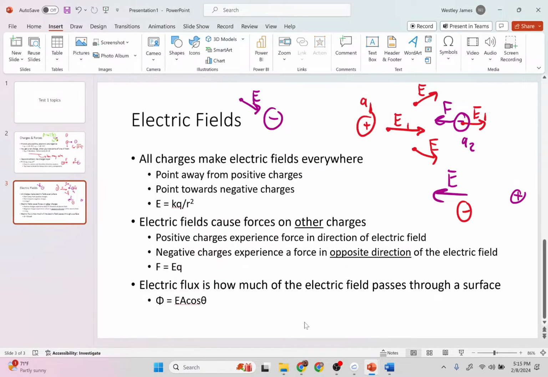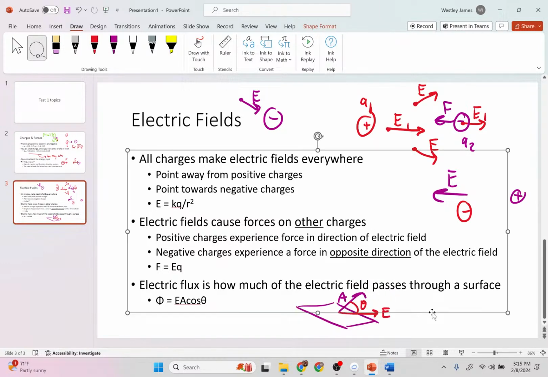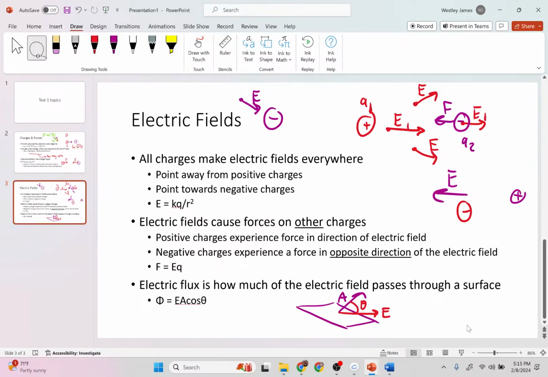All right, where E is the electric field, and then if I had a plane, and it had an area vector, let's draw that electric field and the area vector. E, A, and I will move it so it's not literally over the words, and this is theta. Okay. Cool. So there was that. That was the thing we did.